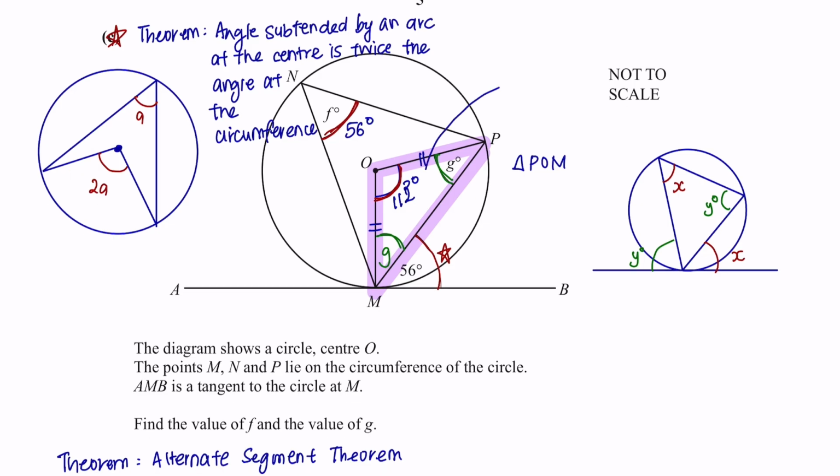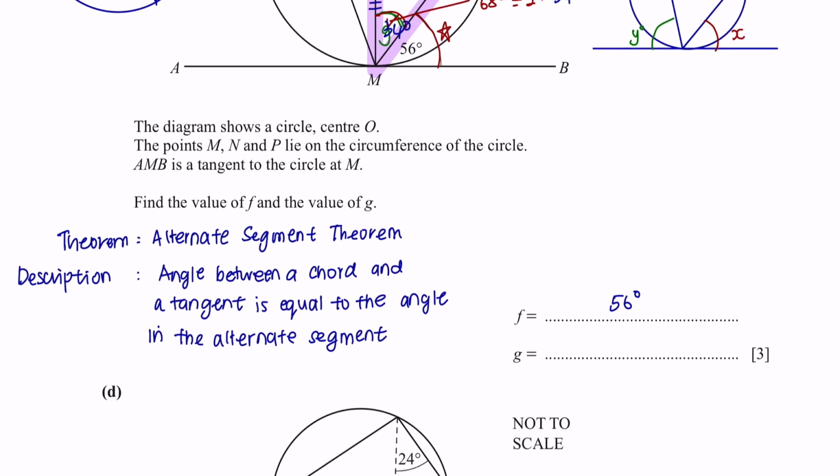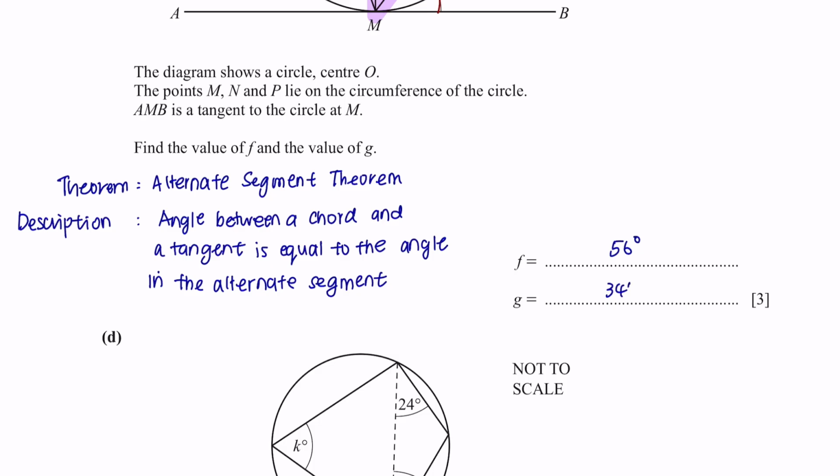And since we have an isosceles triangle, that means we can find the angle G and this one by subtracting 112 from 180, giving us 68 degrees. So then we can split 68 degrees into 2, making each of these angles to be 34 degrees and 34 degrees. So the value of G here would be 34 degrees.